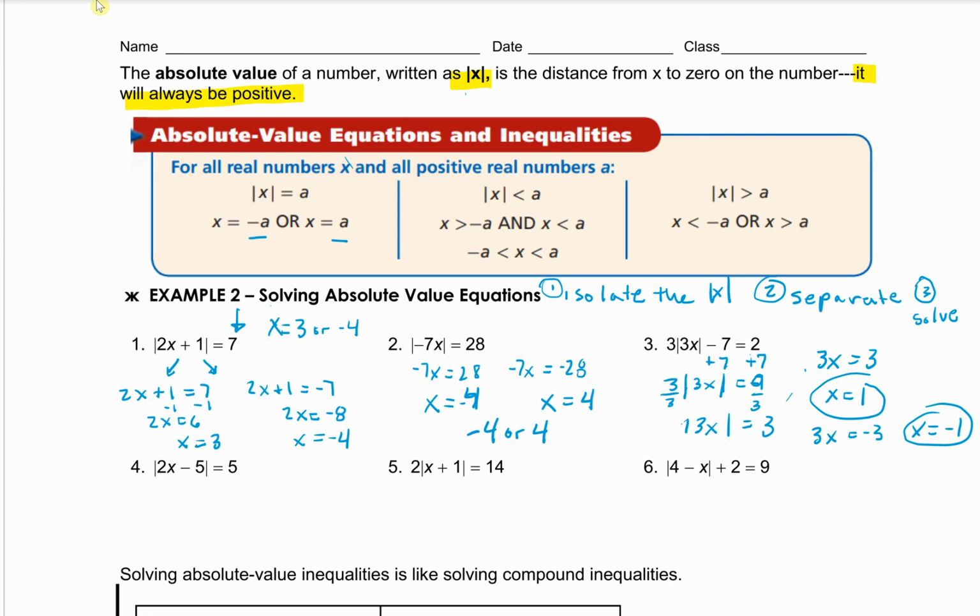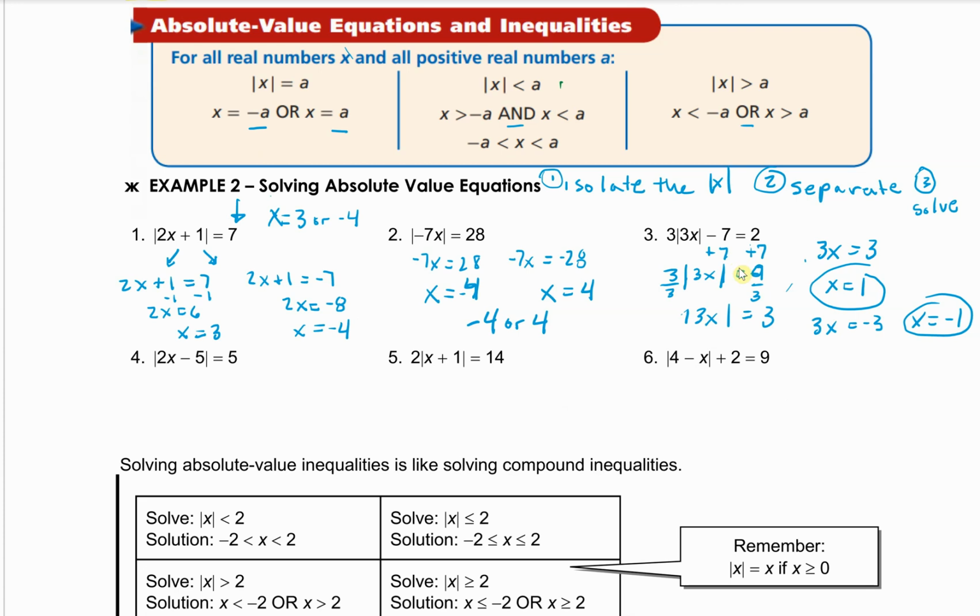Now, here's the deal. With compound inequalities, remember we had basically two inequalities joined together with either and or with or. Absolute value inequalities are always going to be compound inequalities. And there's two types: less than, greater than. And here's what I tell my kids. So you think about it.